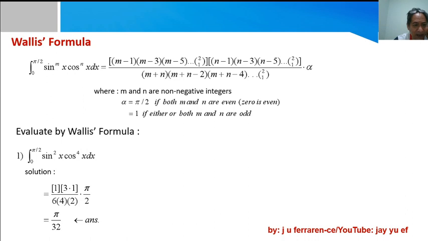In the denominator, it is the sum of 2 and 4 which will be your first factor. So 2 plus 4 will give you 6 as the first factor, then minus 2, so that's why we have 4. 4 minus 2, then you have 2, and that is the last factor. You have to multiply with alpha. Alpha must be pi over 2 because both are even. Okay, then you have to simplify.